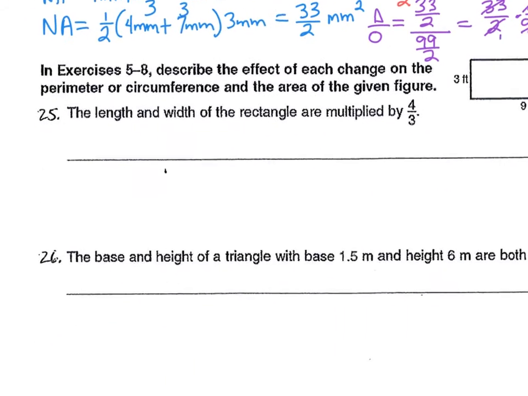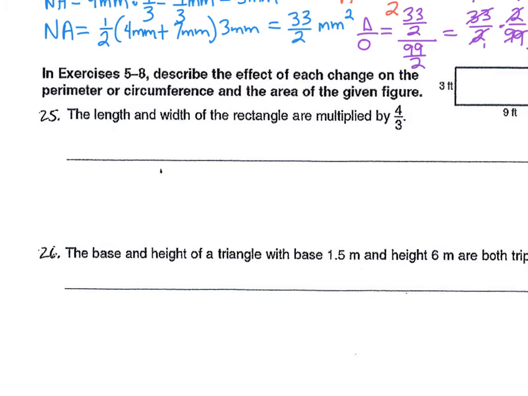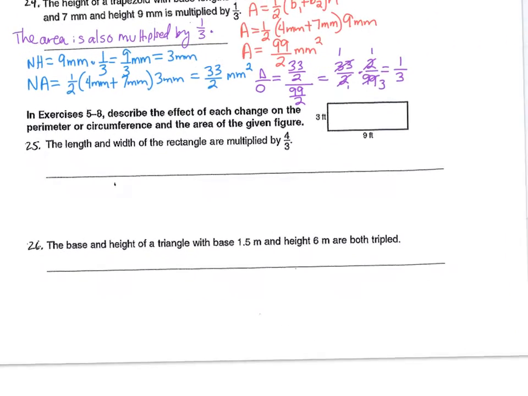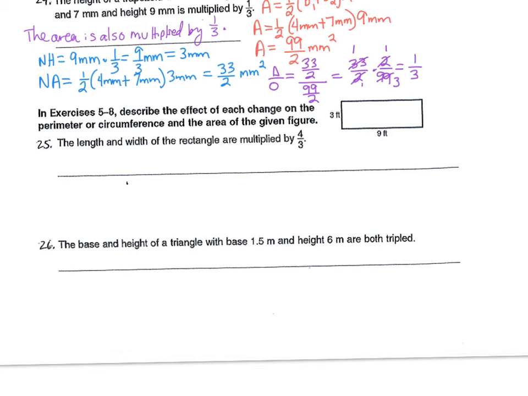Now, on the second one, number 25, it says, describe the effect of each change on the perimeter or circumference and the area of the figure given. So the first thing I need to do is to find the perimeter, okay? So first let me find the perimeter, and then I'll make the change. So here, let me get the perimeter. What's the formula for the perimeter of a rectangle? 2 lengths plus 2 widths. There you go. Wonderful. I knew you wanted to say that.